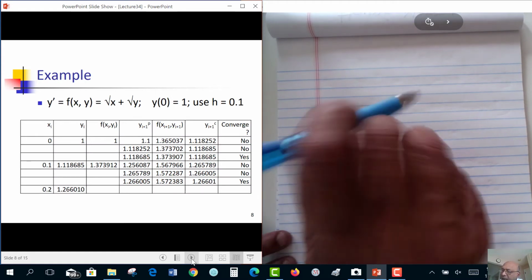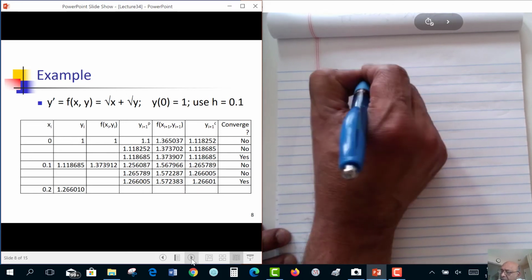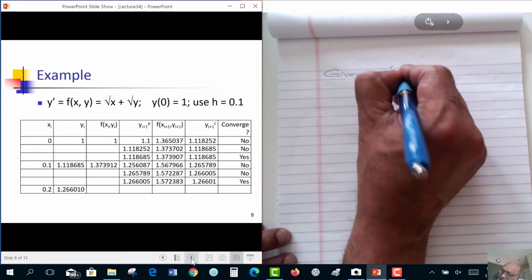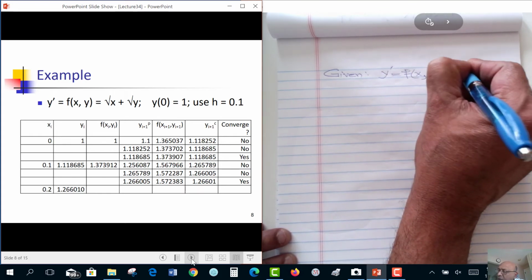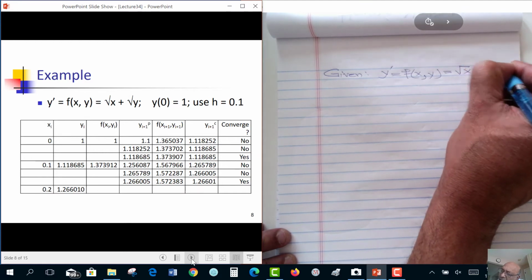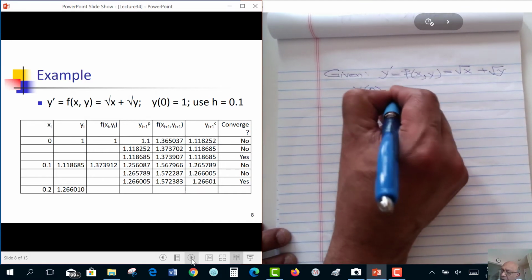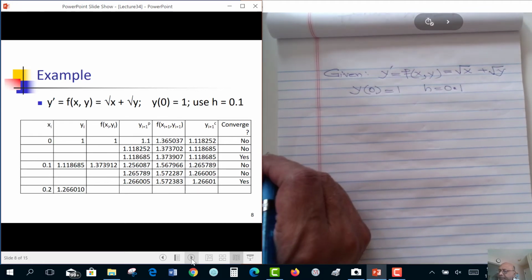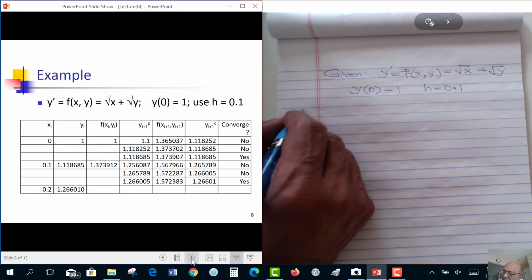So we'll take our same problem. We are given that y prime, which is our function of x,y, is square root of x plus square root of y. y at x equal to 0 is 1. We will use h equal to 0.1. So we start doing Heun's method and we tabulate.